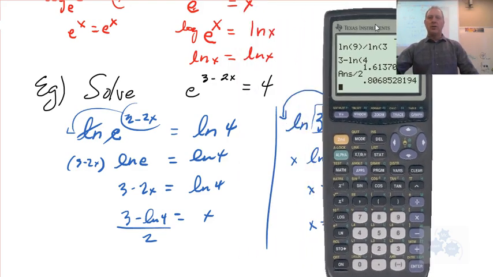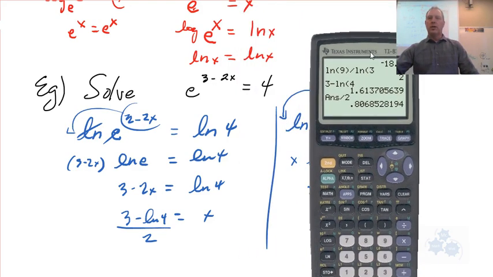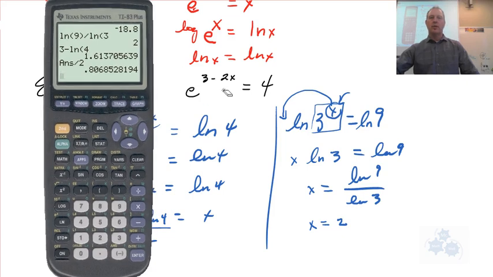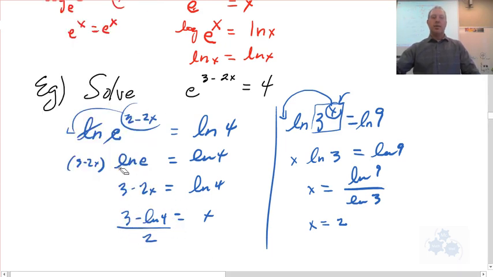So let's put that answer into my original question here. Okay, let's put that over so you can see that. So let's go e. Where's e? You find e on your calculator. E to the power of 3 minus 2 times my previous answer. All right, e to the power of 3 minus 2x should equal 4. Yeah. We're good to go. Okay? So that's the exact answer, irrational there.